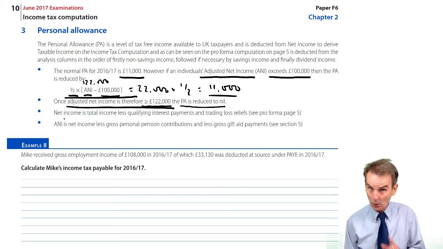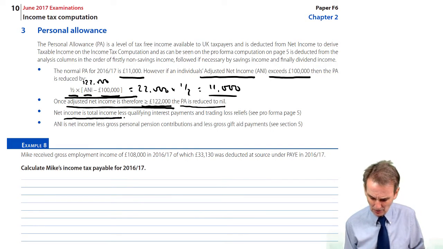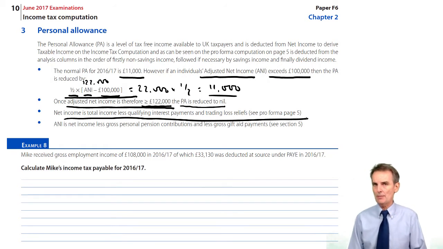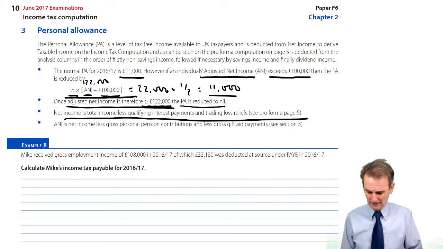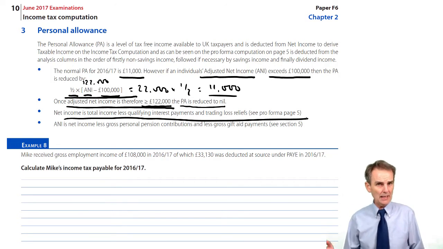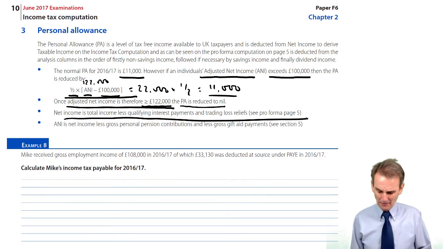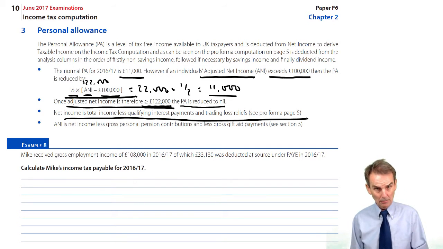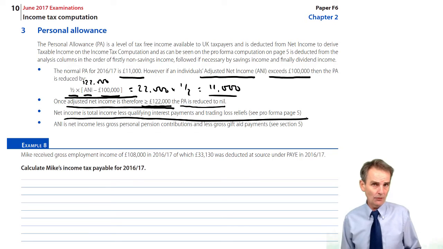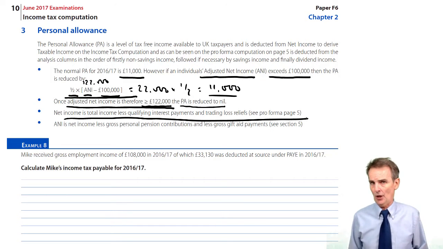Now, what is net income? We know that. Net income was your total income less either of two possible deductions, those qualifying loan interest payments or certain trading loss reliefs. But adjusted net income brings in a new concept that we'll look at in more detail a little bit later in these notes. But for this point, all we need to know is the terms and, given the numbers, what to do with those numbers. More detail on each of the two items you're about to see will be forthcoming later in this chapter, and in relation to pension contributions, in chapter 10 as well.